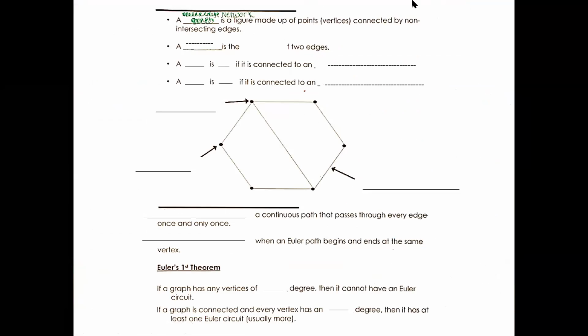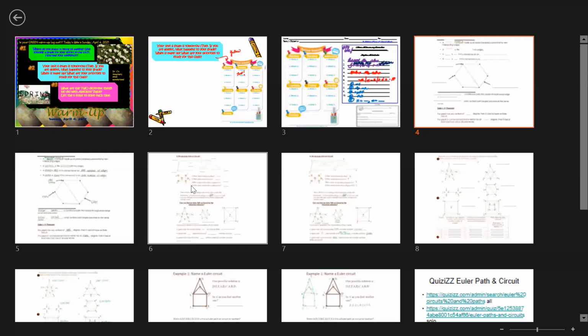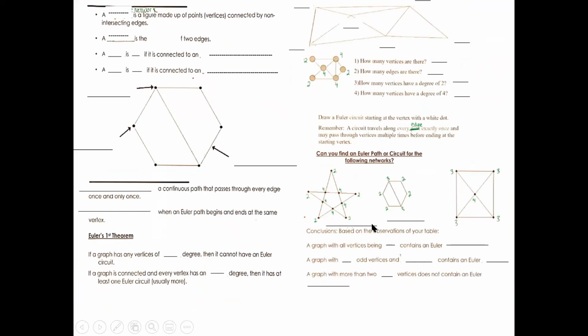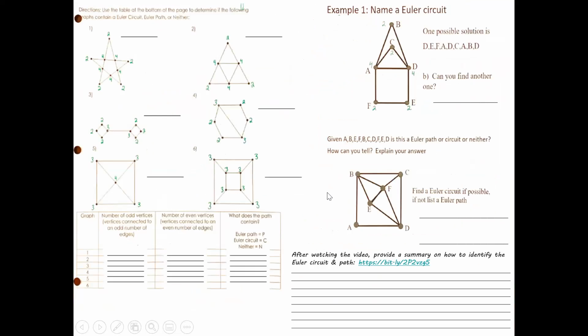So if you're at home, you should have the guided notes. You can actually just copy it down on a separate piece of paper, but if you're with me in class, this is what you should have. This is your first page, and here is your second page. First, if you would like, we can go ahead and get started. It says, after watching the video, provide a summary of how to identify the Euler circuit and path. Here is the tiny URL. You're welcome to go ahead and type it in and start with that first if you're doing this at home. And then with that said, let's go ahead and get started with the notes itself.